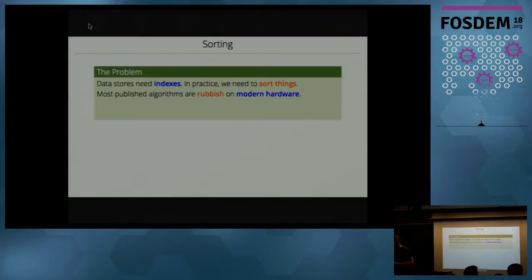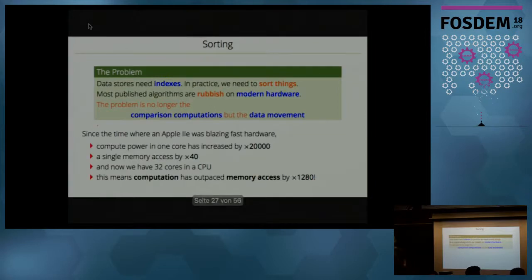Not an unknown problem, but everything you learned, probably at the university or at school, about sorting algorithms is rubbish. Most of the published algorithms that we have are rubbish on modern hardware because they are optimized on the number of comparisons you have to take. But none of them takes the modern hardware into account, because the problem is no longer the comparison in computations, but the data movement. It is more expensive to load data from lower levels of memory caches than it is to do a couple of computations on high-level caches.